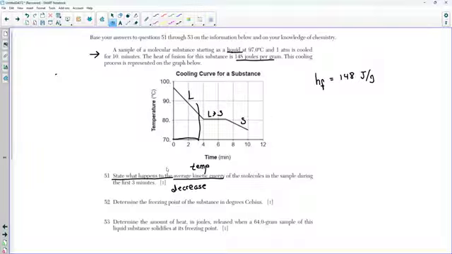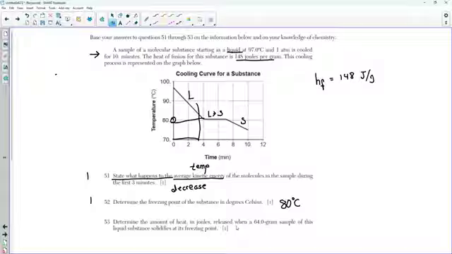Second question. Determine the freezing point of the substance in degrees Celsius. The freezing point is right here. It's the process by which a liquid becomes a solid. So you stretch it over, and the answer is 80 degrees Celsius. Okay? So we got a point here already and a point here.